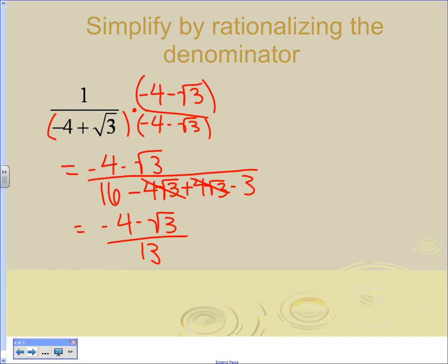So now we have rationalized the denominator. That's all you do. Any questions there? Yes.